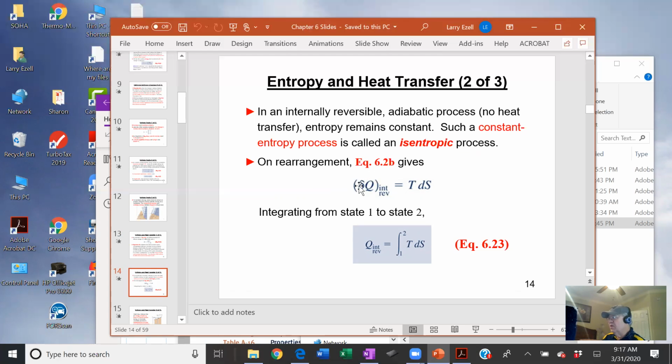So we can take that equation back there and solve for dq, and we come up with this TdS equation. Integrating from state 1 to 2, the internally reversible heat transfer Q is equal to the integral from 1 to 2 of TdS. So what that tells you is there are many times you can calculate the heat transfer based on the change in entropy, and more importantly, vice versa.